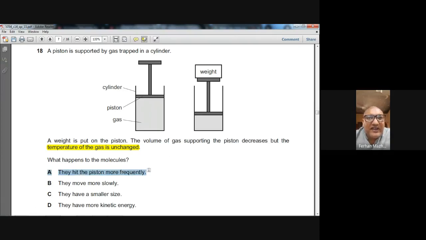Yes, that is right. They move more slowly? No, the temperature has not changed. They have a smaller size? The size of the molecules does not change. They have more kinetic energy? No, the speed has not changed. That's why the kinetic energy has not changed. So A is the best option.